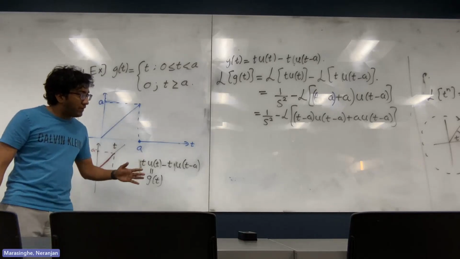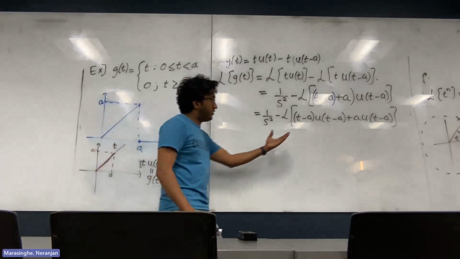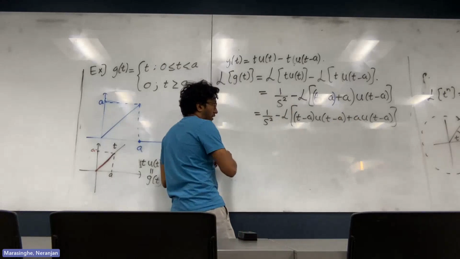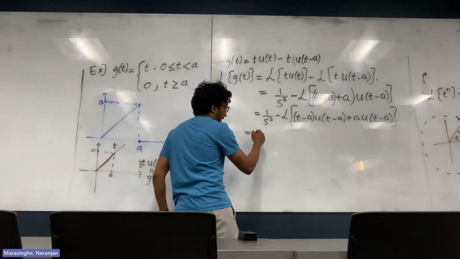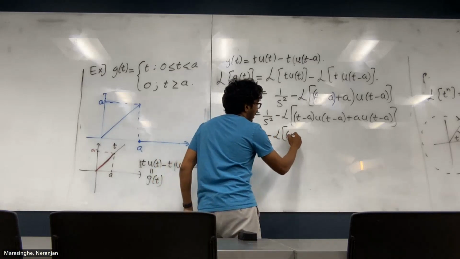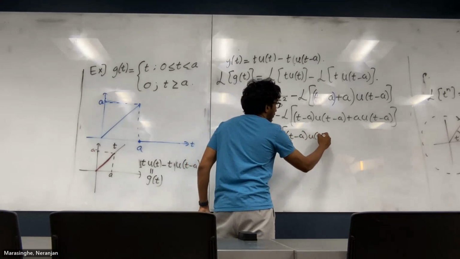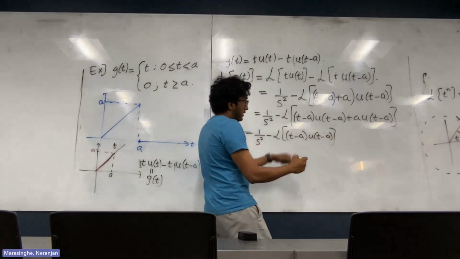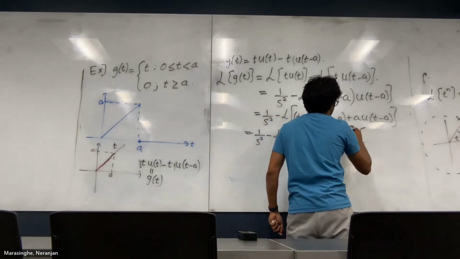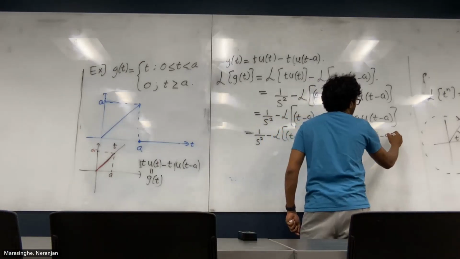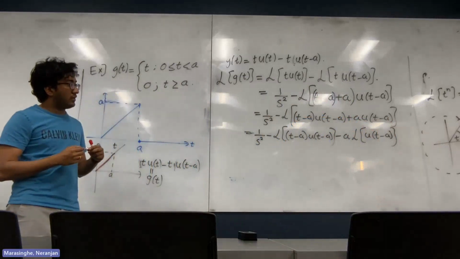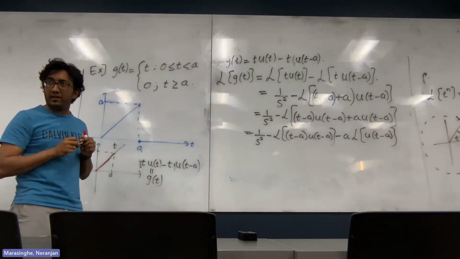Next, I would apply linearity again because I have addition of two functions, and a is a scalar. So by using linearity, I can have 1 divided by s to the power 2 minus Laplace of t minus a times ut minus a, minus, I take a out, a times Laplace of ut minus a. Now I'm almost done.